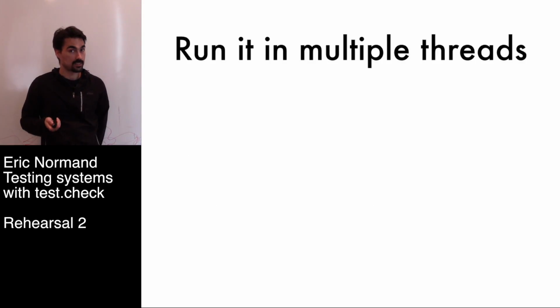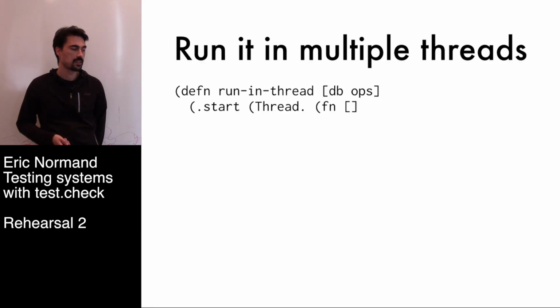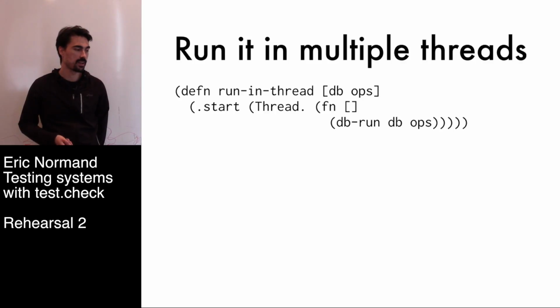So you want to test the concurrency of this and that it still works as you expect. All right, so let's make a new runner that makes a thread. So run in thread. We're going to create a thread, and we're just going to do db run in that thread, and we're going to start the thread. It's very simple code here.